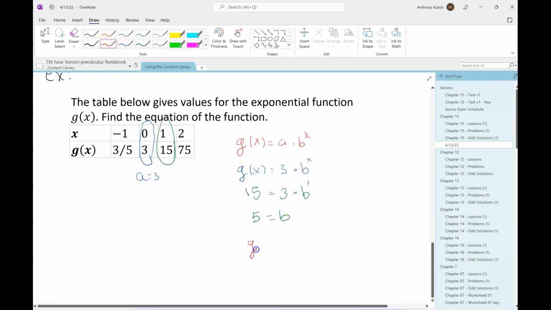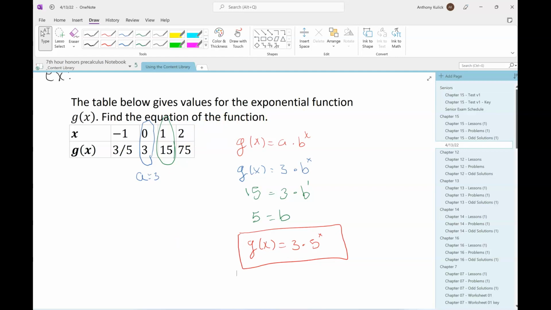So now that we have our values for a and b, we can put it back together again, and there's our answer. Easy, right? No big deal there.